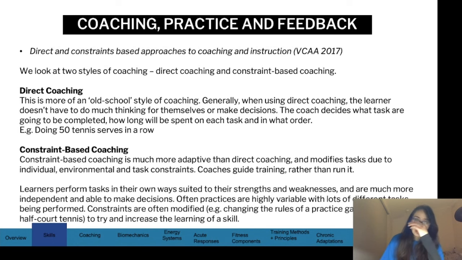So we've got two main types of coaching which we do need to know about. We've got direct and constraints-based coaching. Direct is more of an old-school style of coaching. Generally, when using direct coaching, the learner doesn't have to do much thinking or make decisions for themselves. It's really like the coach telling you exactly what to do, and you just do that. It's the old-school method of coaching. Things such as doing 50 tennis serves in a row is a method of direct coaching.